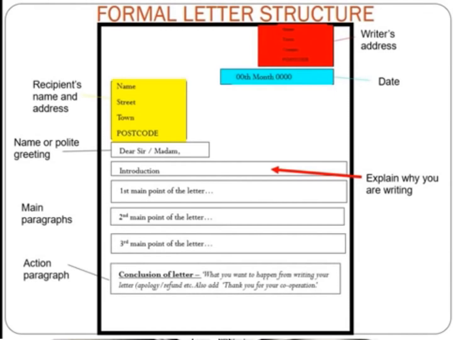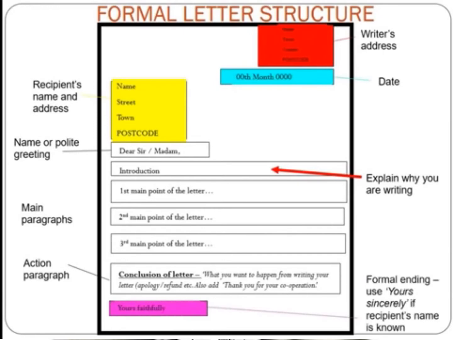Okay, then you're going to do the action paragraph, which is a posh name for basically the conclusion of your letter, meaning what do you want to happen from sending this letter. You don't just want them to read it and then put it in the bin. You want an action to come from this. So this could be you want them to apologise, you want a refund, whatever.